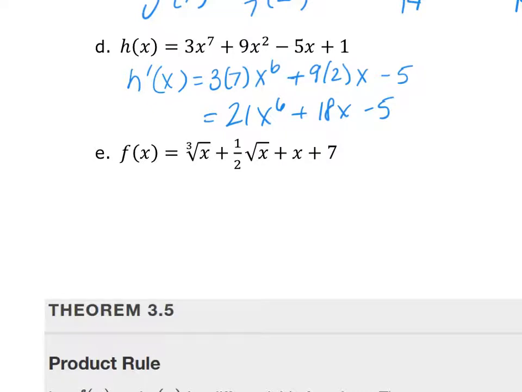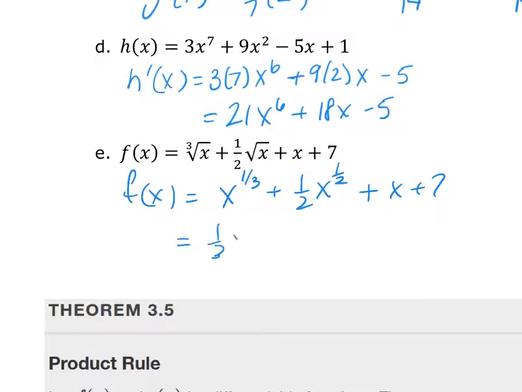Okay, so before you do the derivative on this, you want to write it as x raised to the 1/3 plus 1/2 x raised to the 1/2 plus x plus 7. Who would like to walk me through this one? I could do it. Okay, so it's 1/3 x to the negative 2/3 plus 1/4 x to the negative 1/2 plus 1.